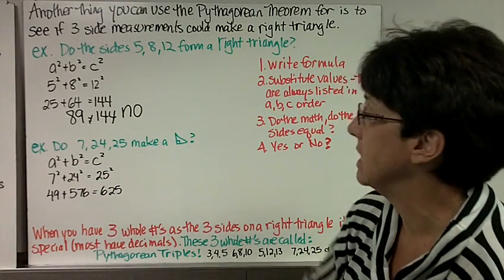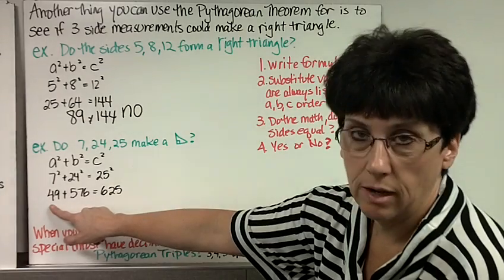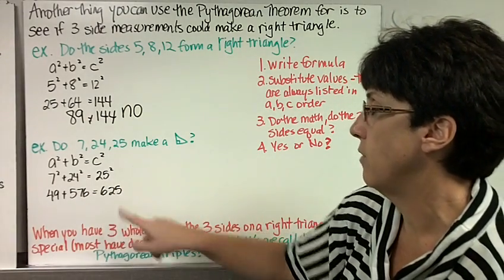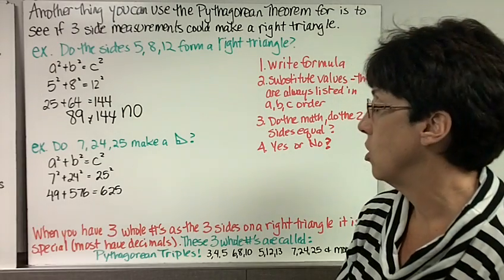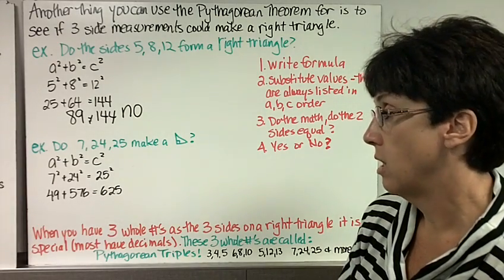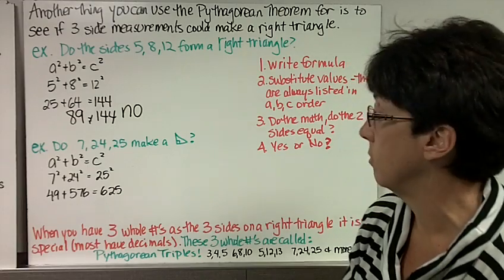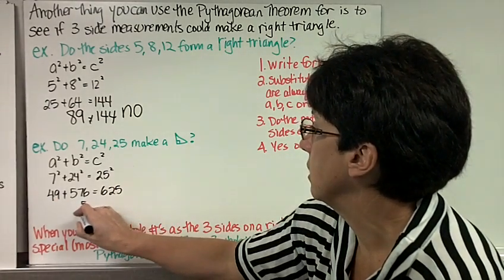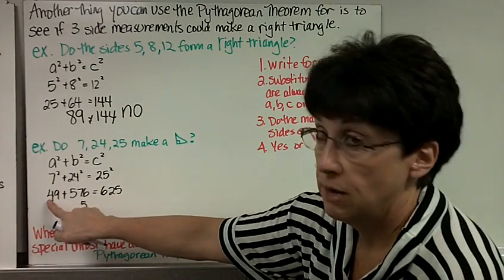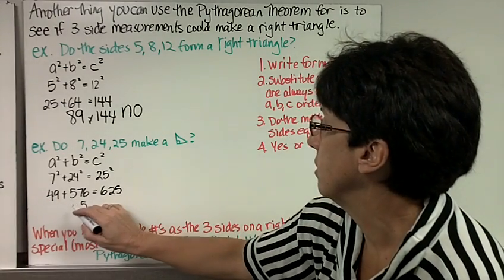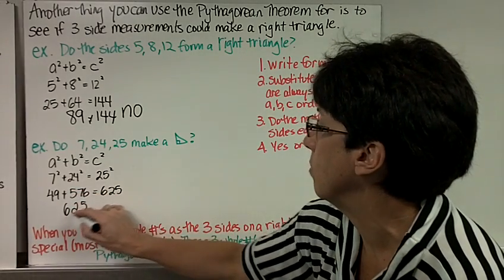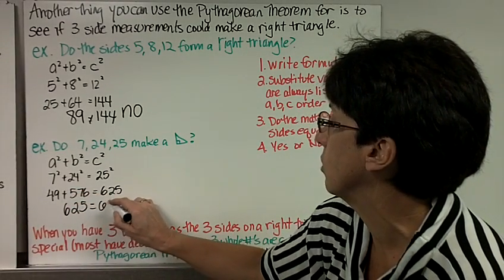This is why we made that list. 7 squared is 49. 24 squared is 576. And 25 squared is 625. Do those equal? Well, they sure look a lot closer than the other problems. So let's add. 9 plus 6 is 15. Carry the 1. Make that a 5. 5 plus 7 is 12. Carry the 1. 6. Oh, 625 equals 625.